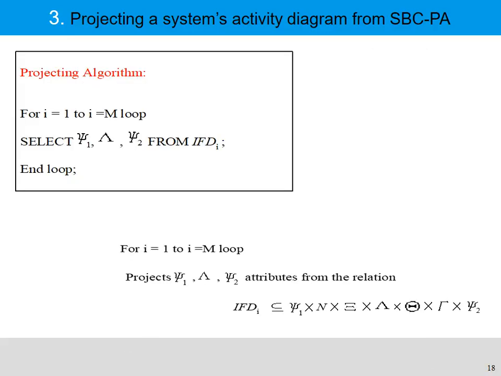Now we have the projecting algorithm. Because there are 1 to n IFDs, we will do the looping for i from 1 to n. And for each looping, we will select 3 attributes from the IFD relation. And we know the IFD is a relation with 7 attributes.